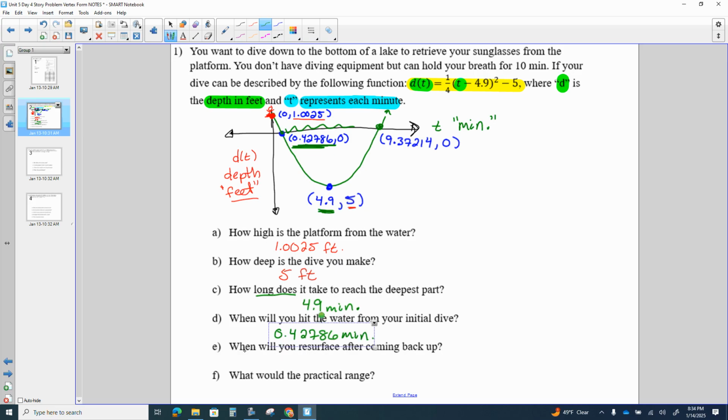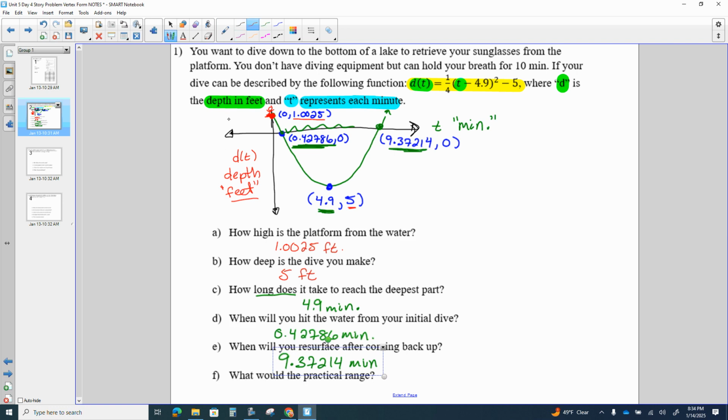Another time question: when will you resurface or come back up? So here he's going down and I resurface at this 9. So I'll go ahead and put that one, 9.37214 minutes. And then the last part asks for the practical range.